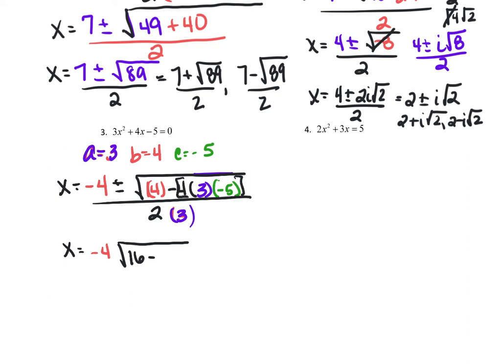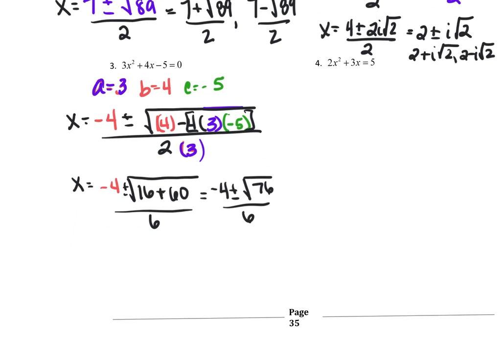So I'm doing all of this now. And that is a negative 60, but you have that minus right there, so it'll be a positive 60, all over 2 times 3, which is 6. So we have negative 4 plus or minus the square root of 16 plus 60, which is 76, divided by 6.